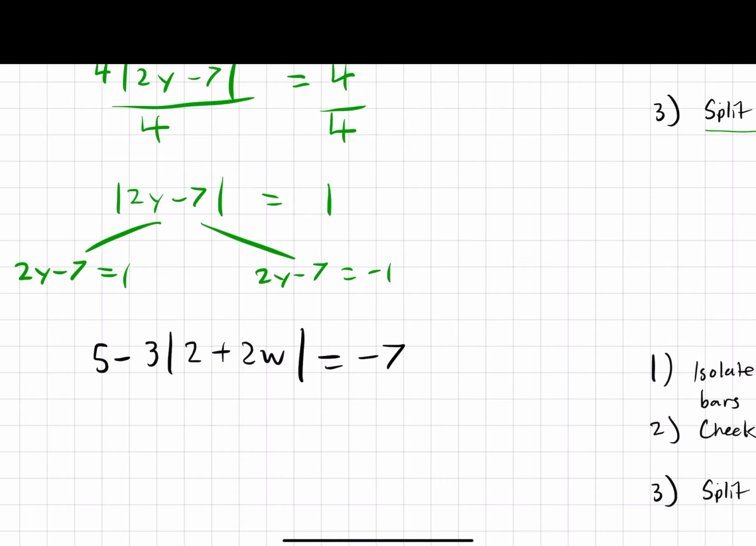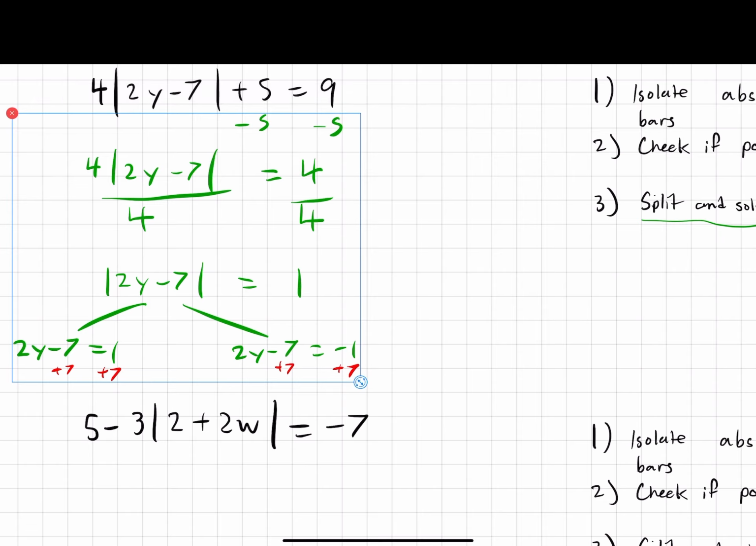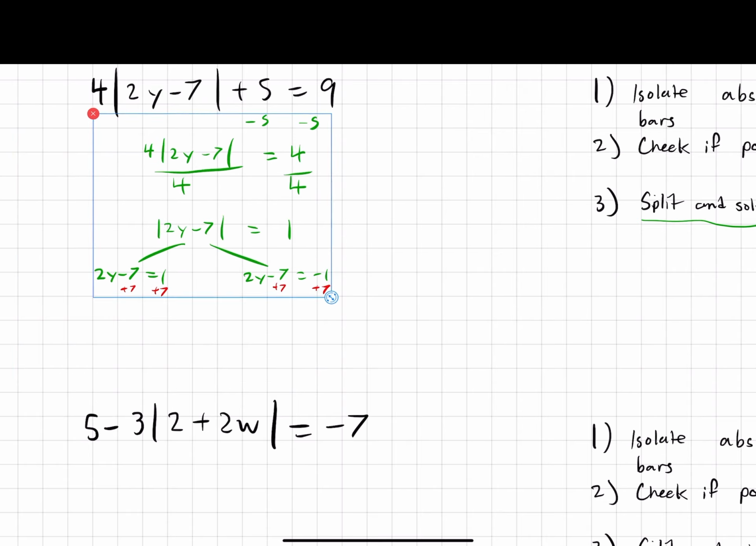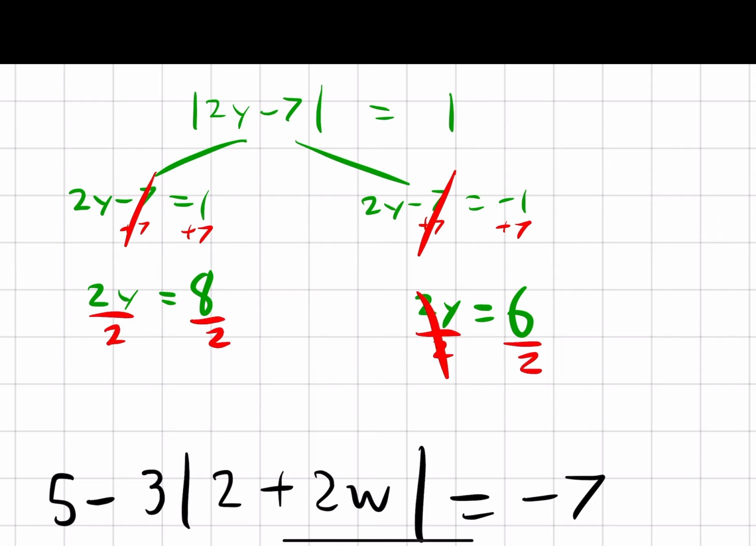And then we solve. So add 7, divide both sides by 2. I'm running out of space, I wrote too big. Let's shrink this just a tad bit. Yeah, good enough. So, add 7 to both sides. The 7's are gone. 1 plus 7 is 8. -1 plus 7 is 6. That equals 2y. Divide both sides by 2. And we get y equals 4. And y equals 3.